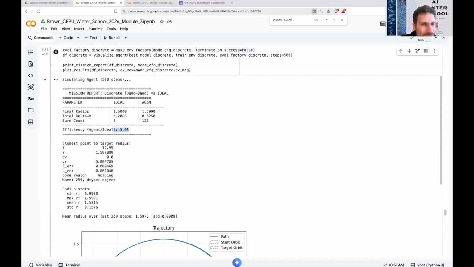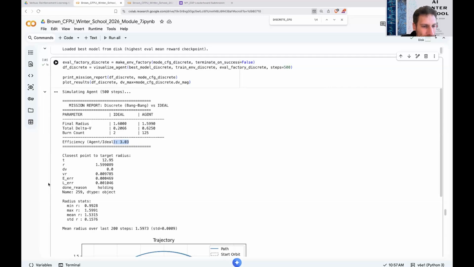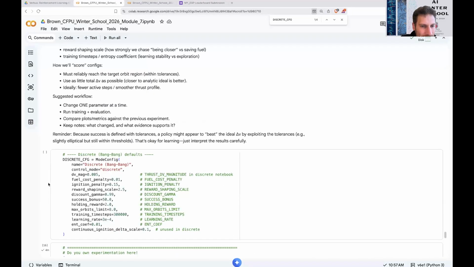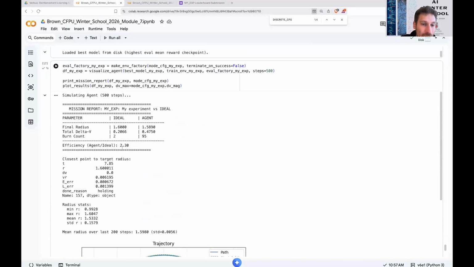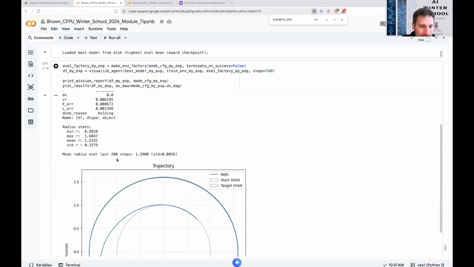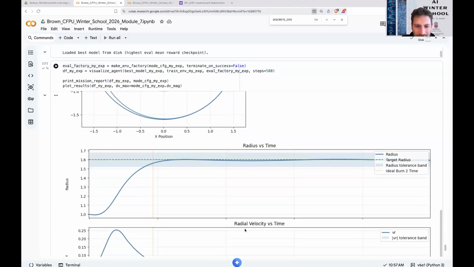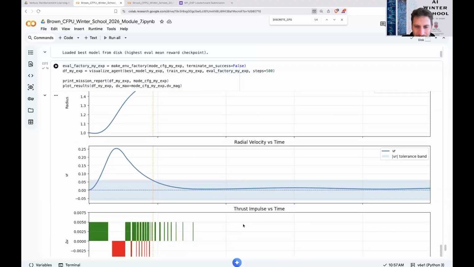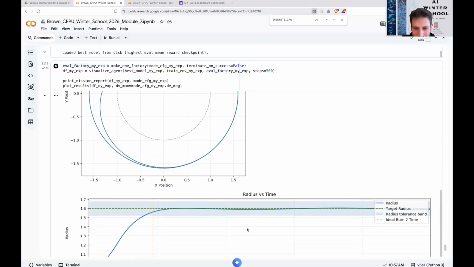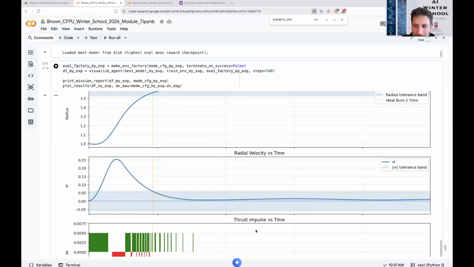Okay, so we got a 3.3 efficiency factor for experiment one and a 2.3. So at least for this kind of anecdotal comparison, we did better with some of these changes. And again, the orbit looks good, and there's some oscillatory behavior, but it converges on the right radius.